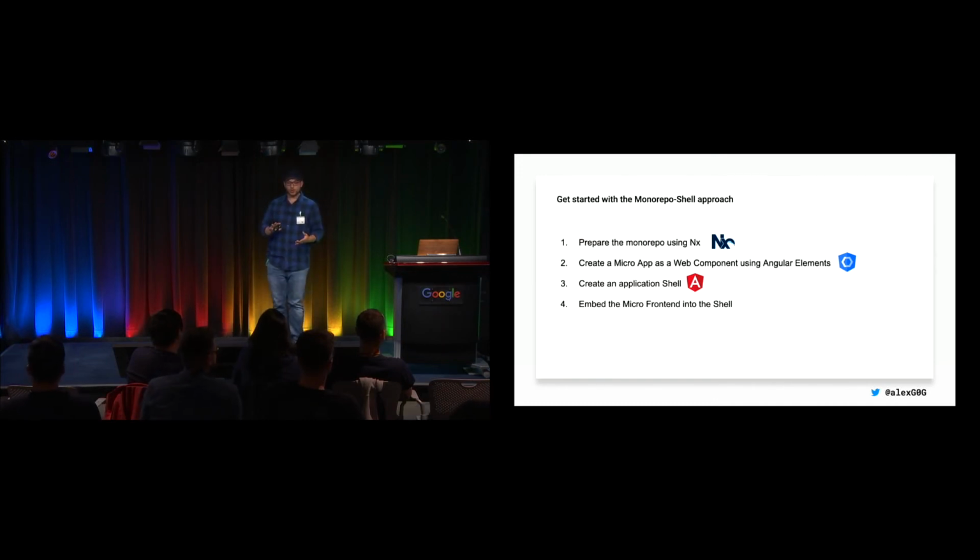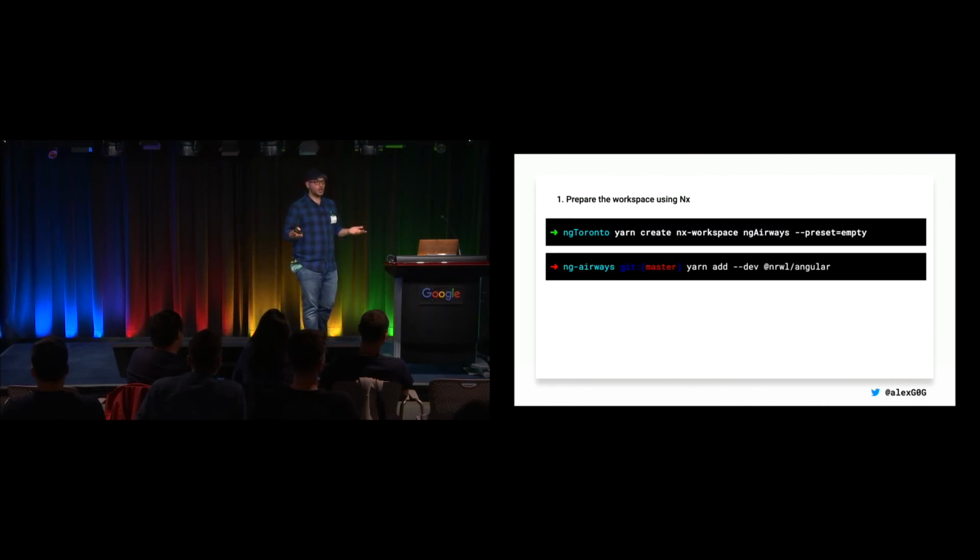So the first part will be how we're actually preparing a monorepo. I call this approach the monorepo shell approach because we're creating a monorepo that takes care of having different components in one place, in one code base. But it's also the shell approach because we have one application that is the host and the shell, and all the micro apps are stitched together into it. So we're going to create first our micro app, and then our shell, and then integrate both.